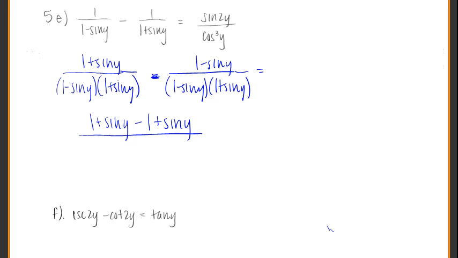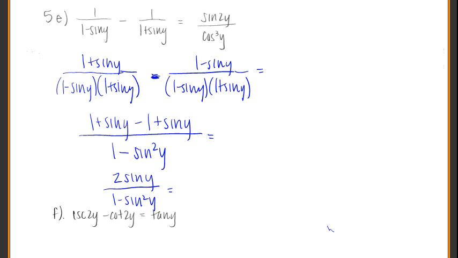And then down the bottom, we can write that. I don't know if you guys want to go ahead and FOIL them out. So the 1 minus sine y times a 1 plus sine y, they're conjugates. It'll just get 1 minus sine squared y. Okay. So in the top, the 1's go away. You get 2 sine y. In the bottom, we have 1 minus sine squared y.